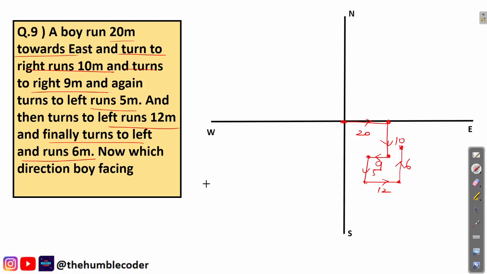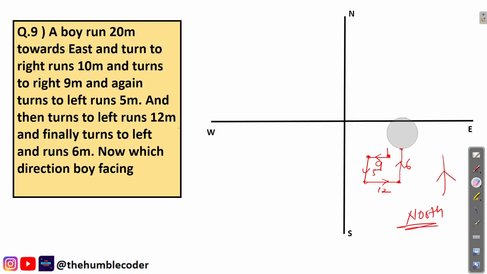Now which direction the boy is facing? So we can clearly see that the boy is facing this direction, which is north direction. So now we have solved this question. The correct answer for this question is north. Moving ahead to the next question now.